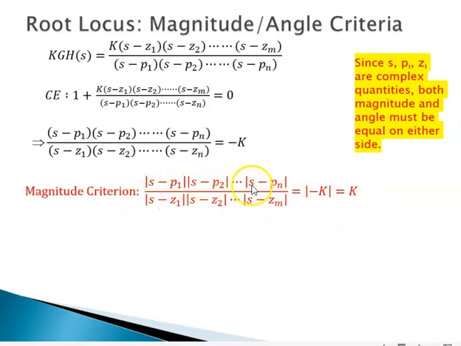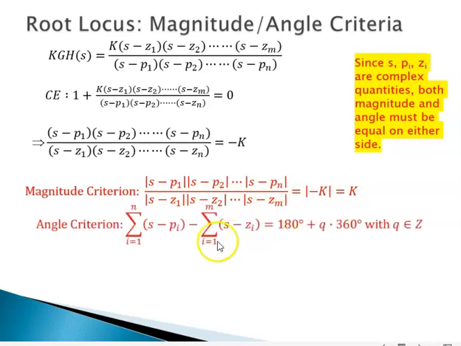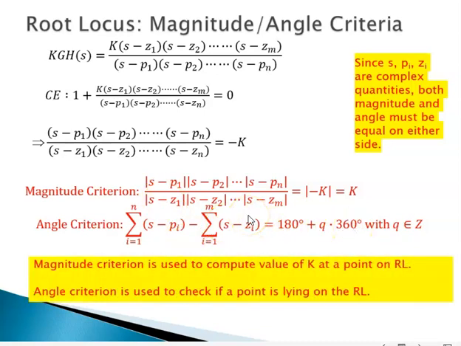So this product of all these terms divided by the product of these terms should be equal to k. This is what we call the magnitude criterion. Similarly, the angle criterion says the sum of angles of all these terms minus the sum of angles of all these terms should be equal to the angle of minus k. The angle of minus k is 180 degrees plus a multiple of 360 degrees, that is, 180 plus 360q, where q is an integer.